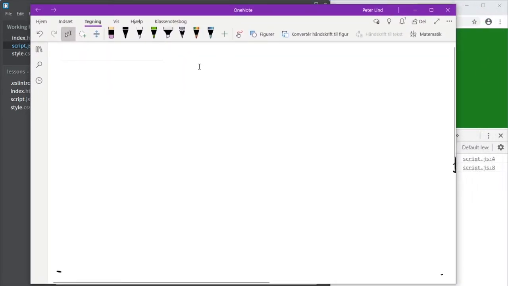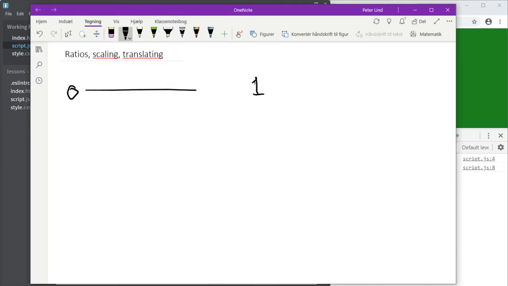So I'm going to talk a bit about ratios, a bit about scaling, and a bit about translating. And you already know these words from images and transforms, and now we're going to use them on numbers. I find that it helps me a lot to think about numbers as being part of a line. So say you have 0 here, and then you have 1. Then you would have a line in between those, starting at 0, ending at 1. And every number between those two would be somewhere on this line.